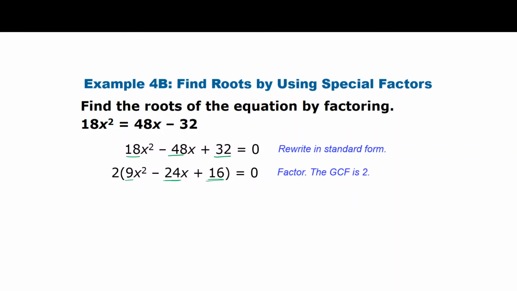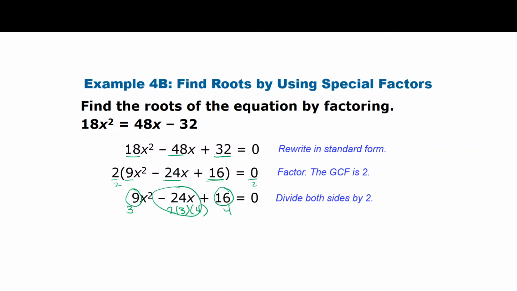Next, I'm just going to divide both sides by 2 to get rid of that 2, and 0 divided by 2 is 0. So I actually end up with 9x squared minus 24x plus 16 equals 0. Now I look at this and I say, oh, my 9 is a perfect square, 3 times 3. And my 16 is a perfect square, 4 times 4. And 2 times 3 times 4, 2 times my first term times my second term, is indeed negative 24. So I have one of those special factorings.